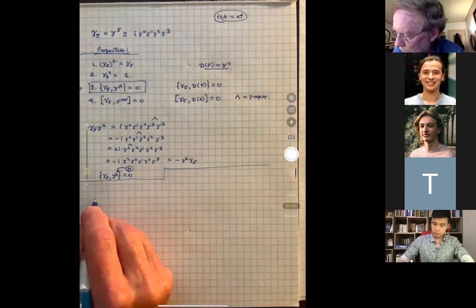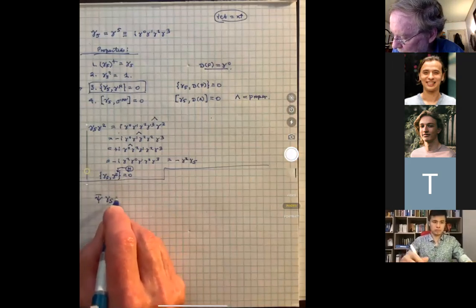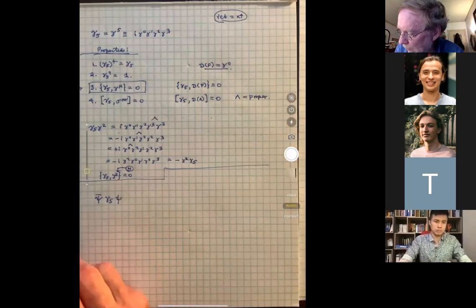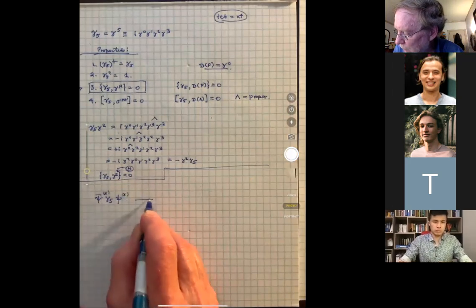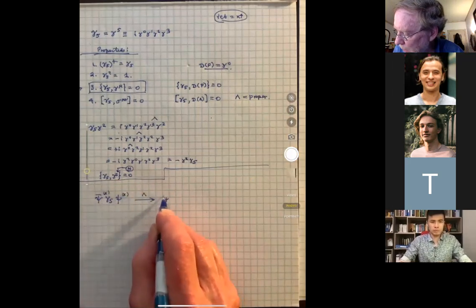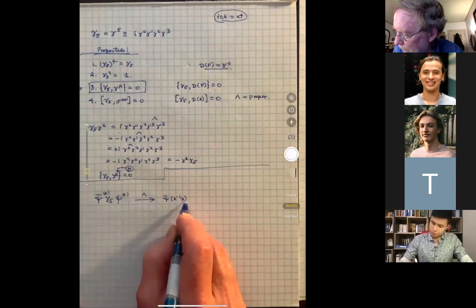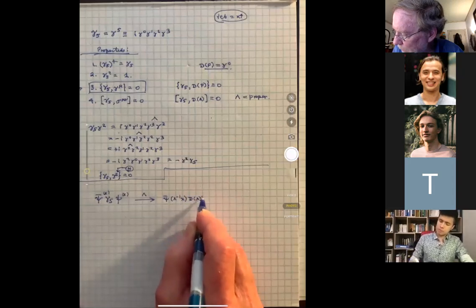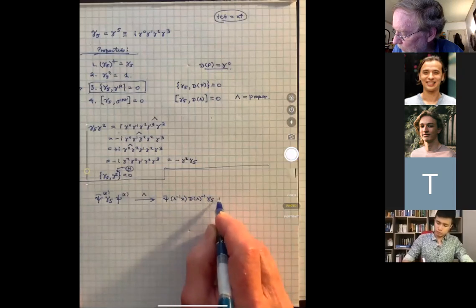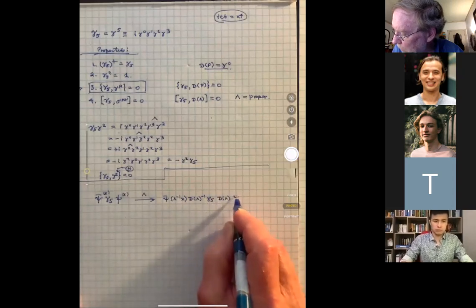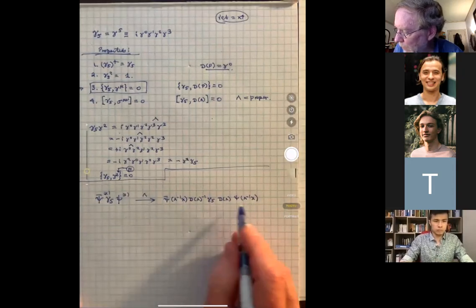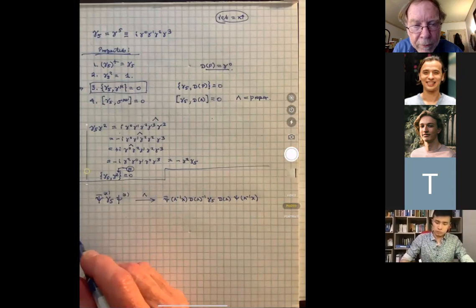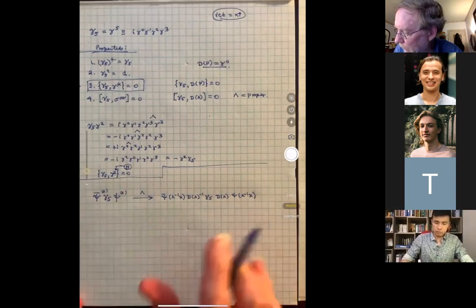Now then, we can start to construct some covariance. If I take psi bar and sandwich it around gamma 5, this is a function of x like this. Then under the Lorentz transformation, this turns into psi bar of lambda inverse x times D of lambda inverse times gamma 5 times D of lambda times psi of lambda inverse x. And this formula actually applies both for proper and improper Lorentz transformations.